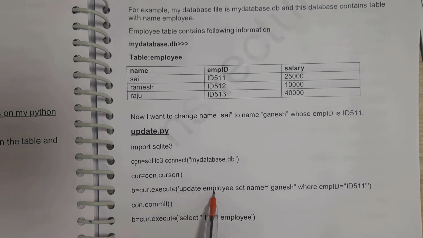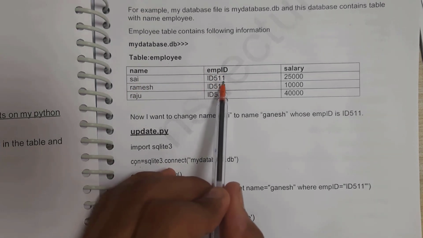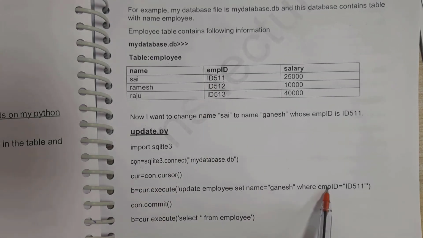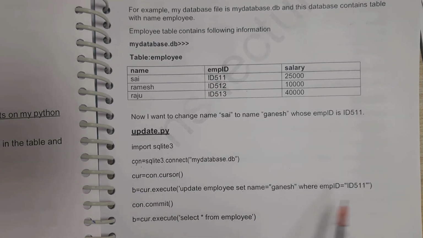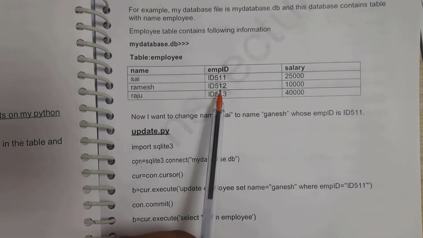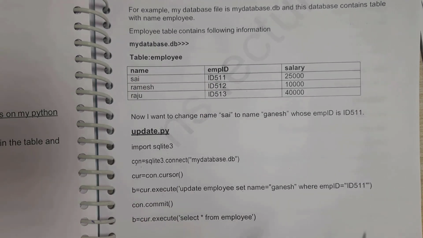So just write here: update employee set name equal to Ganesh, where this Sai's employee ID is ID 511. So just write here where employee ID equal to ID 511, where ID 511 is a string, so take quotations. Whenever I run this line of code, it will change the name whose employee ID is 511 to Ganesh.